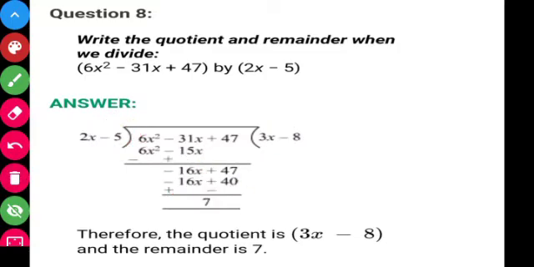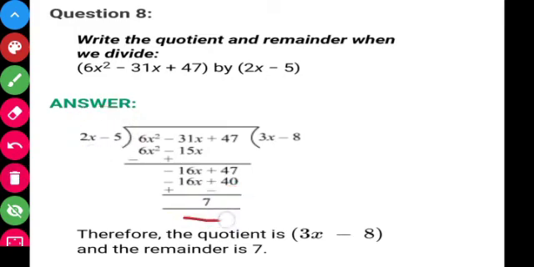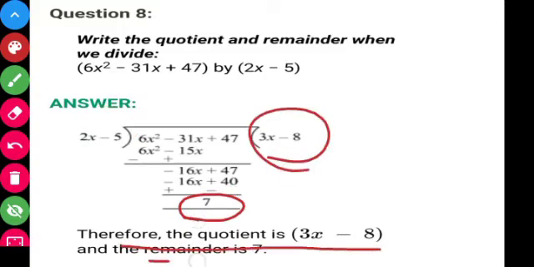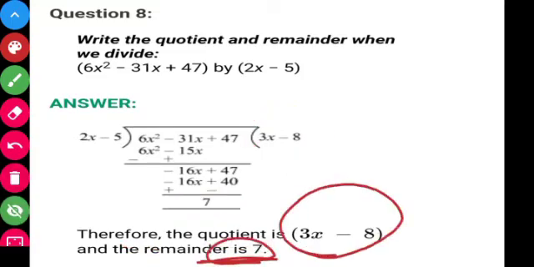Okay, now again subtract. When we subtract, this will be plus and this will be minus, so both will cancel, again both will cancel. So here 47 minus 40, this will be 7. Understand? So here the remainder is 7. Now this is not divisible. Why? You can't divide 7 by this, because this has a variable and this is only a constant term. Okay, so this is the remainder. Understand? So the quotient is 3x minus 8 and the remainder is 7.